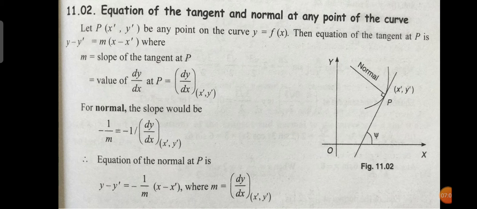Okay, where m is dy by dx at x dash y dash. This is the equation for the slope of tangent. The equation for the tangent and the equation for normal. So the equation for tangent is y minus y dash equal to m into x minus x dash, where m is dy by dx at x dash y dash. And for normal, the equation is y minus y dash is equal to minus 1 by m into x minus x dash, and here m is dy by dx at x dash y dash.